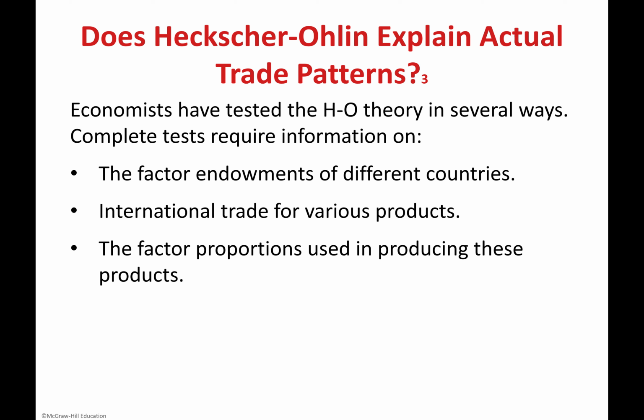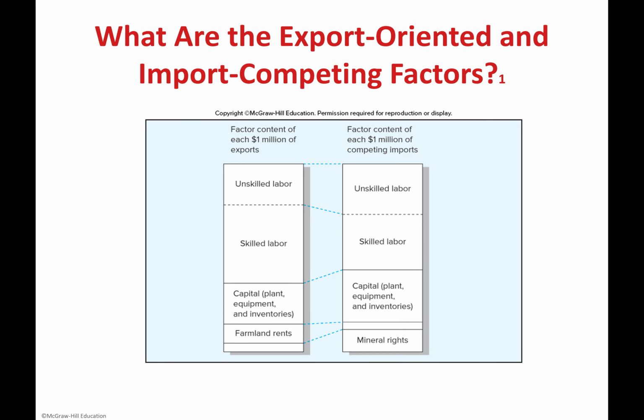So in other words, the idea of contrasting skilled labor, what we call skilled labor, which is usually those who have some kind of vocational qualifications or a degree, and unskilled labor, those that do not. So we need to know the factor endowments of different countries. We need to know the international trade for various products and the factor proportions used in producing those products as well. So what are the export-oriented and import competing factors?